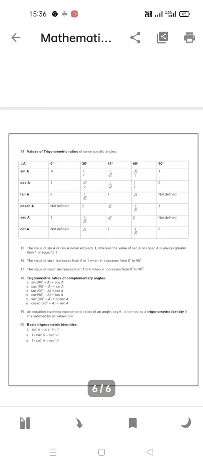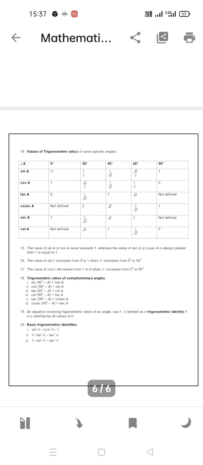The next postulate: an equation involving trigonometric ratios of an angle, say theta, is termed as trigonometric identities. Any equation having trigonometric ratios of theta is known by this term, trigonometric identities, if this equation is satisfied for all the values of theta.